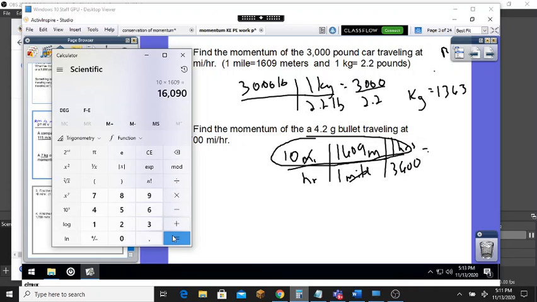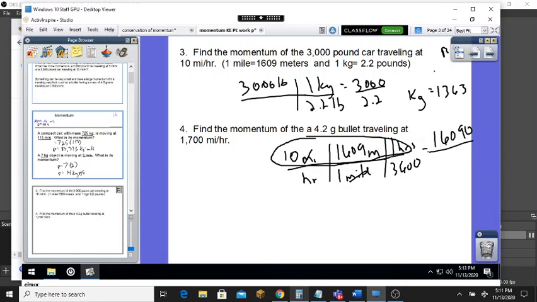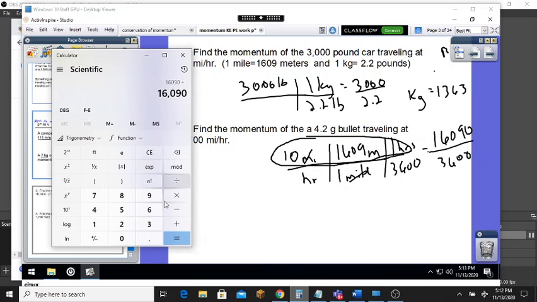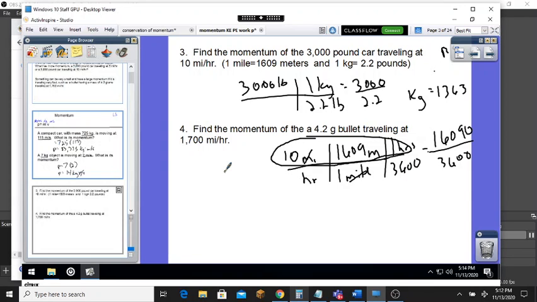I get 16,090. And I'm going to divide that by 3,600. And that gives me 4.4 meters per second. Okay. I know this problem is a little odd. They're not giving you the stuff right away, but this is just in case they give you something like this. We want our answers to be in kilograms and meters per second. So these are the numbers that we're going to be using. So this is my mass, and this is my velocity.